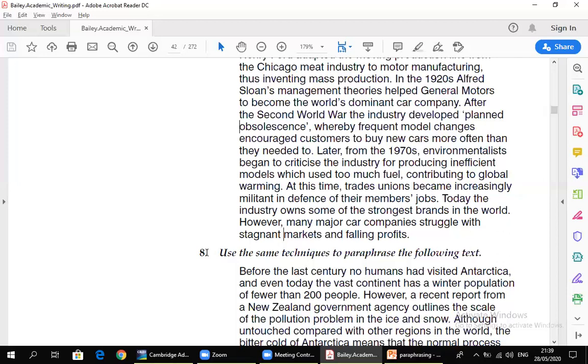Thank you so much. This is great. Yes. So we change however to although. Exactly. Yes. So you did changing word order and changing word class and also changing vocabulary. Perfect. Thank you so much.